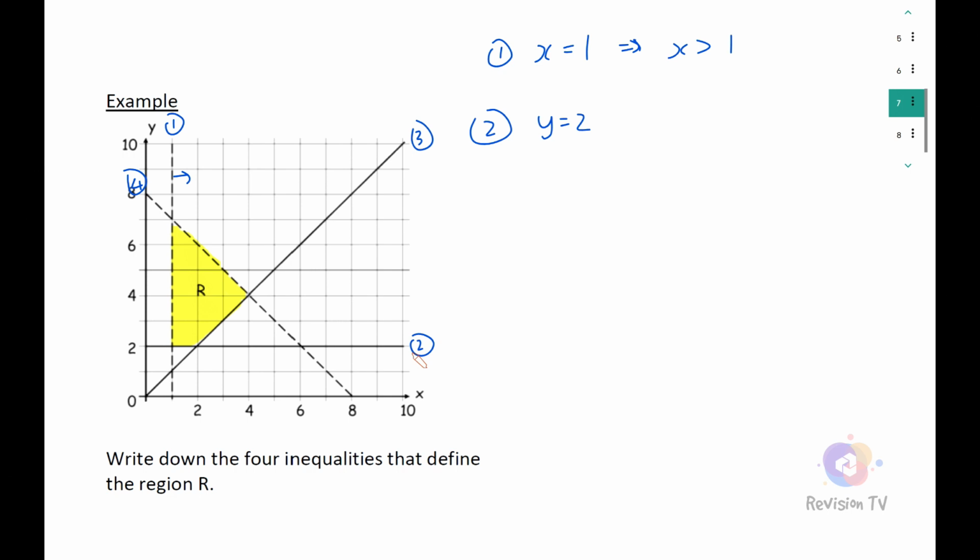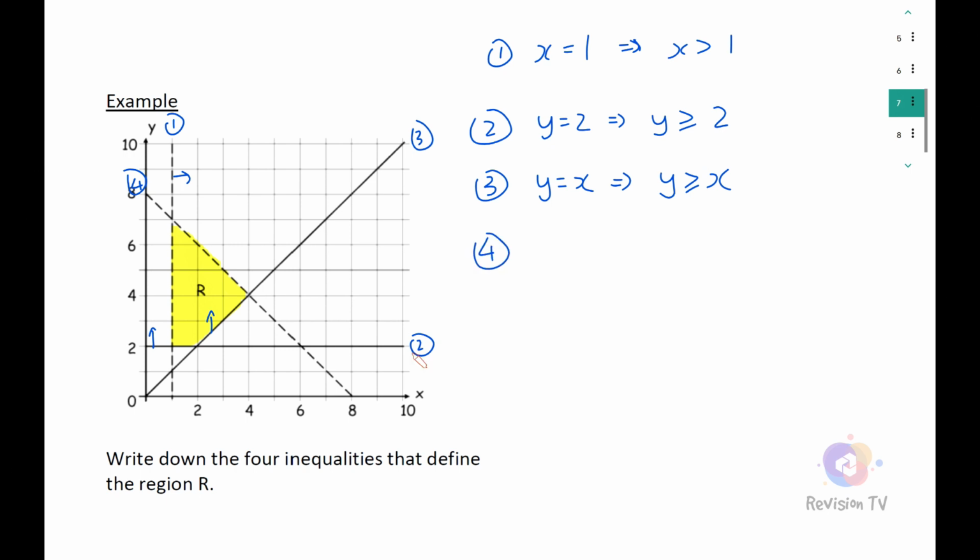Number 2 inequality, in here, horizontal line passing through y equals 2. The region R is above line 2. So therefore it has to be y greater than or equal to 2. Equals because it's a firm line. So you have to be careful with all the little details, and that's why students will find it difficult. Now, number 3 in here, this line passes through 0, 0, 1, 1, 2, 2, 3, 3, 4, 4. A very special line. Hopefully you do remember it's called y equals x. Now, R is above line 3. So y greater than or equal to x.